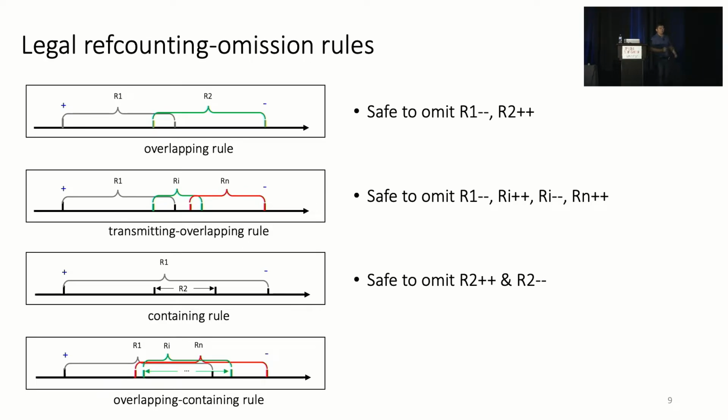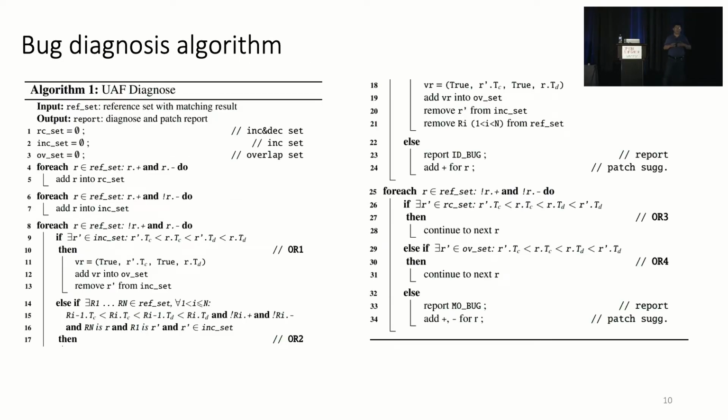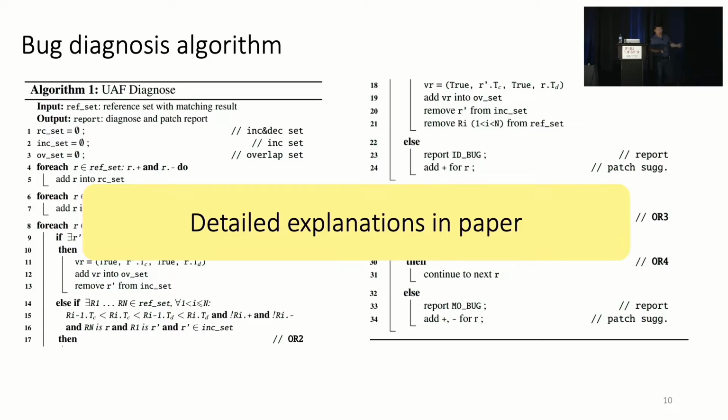So based on these rules, we propose an algorithm to scan the execution trace of the program and try to explain why some reference counting is skipped. If we cannot explain, we believe this could be the root cause of premature free. The details of this algorithm are in the paper. You are encouraged to check the details if you're interested.